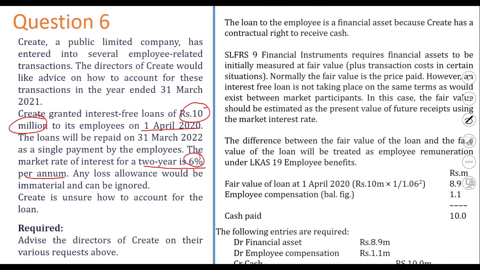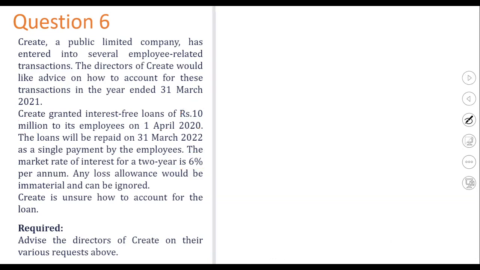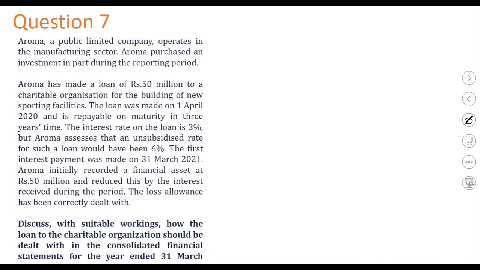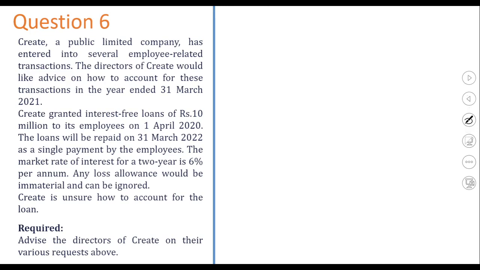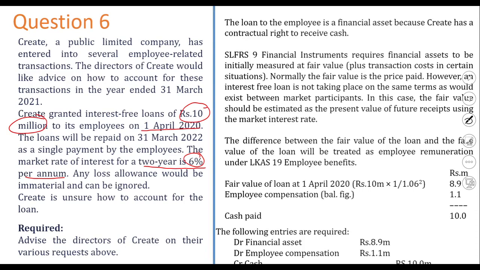Then it becomes the cash paid amount. So your financial asset will be debited 8.9 million, and the employee benefit expense will be debited 1.1 million and credited to cash. Clear? On the other hand, this also has to be amortized, the same way as before. The employee compensation would be charged to the P&L over the period of 2 years. Basically, when it comes to this employee benefit, you are not directly recognizing this to the P&L in the first year. You are recognizing this over the period.